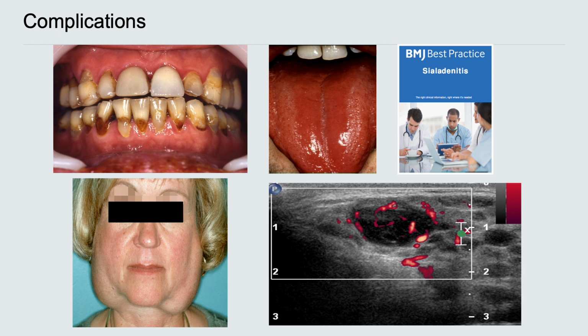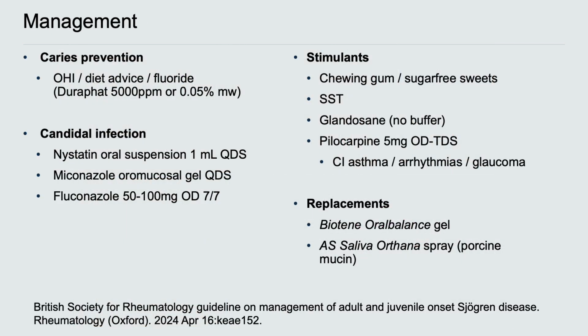Ultrasound does not form part of the diagnostic criteria for Sjogren's syndrome, but it is a useful tool in terms of surveillance. The British Society for Rheumatology published their guidelines on management of Sjogren's disease in April of this year.